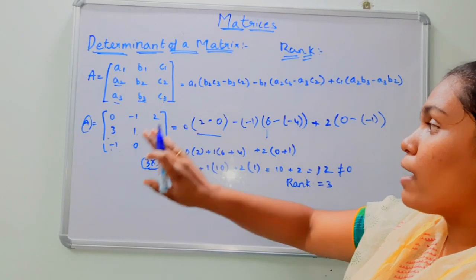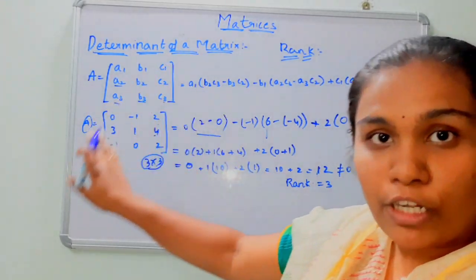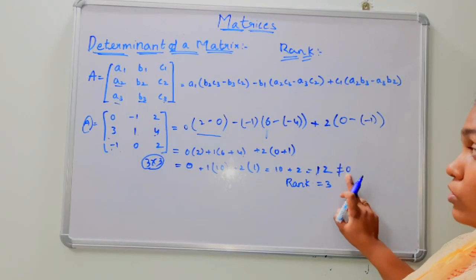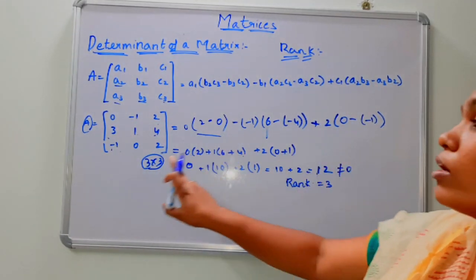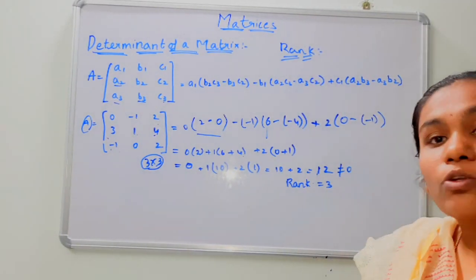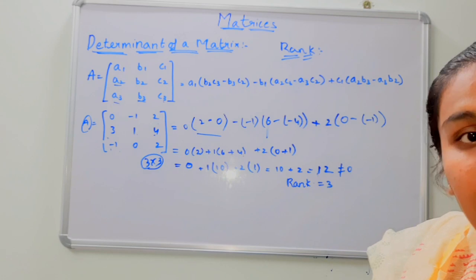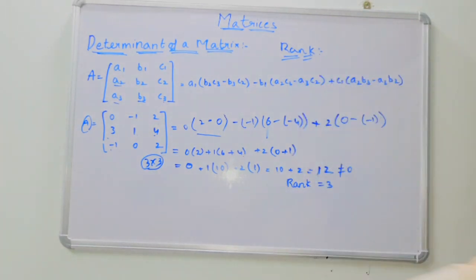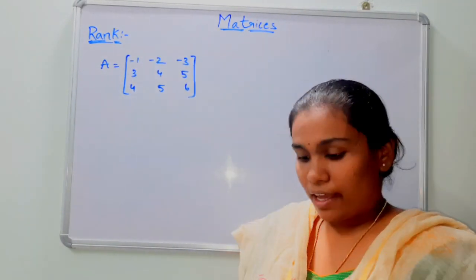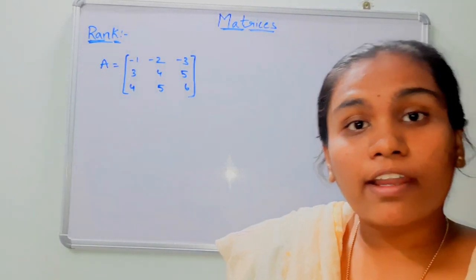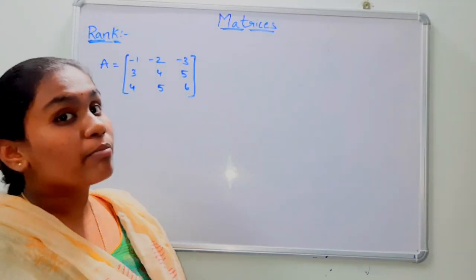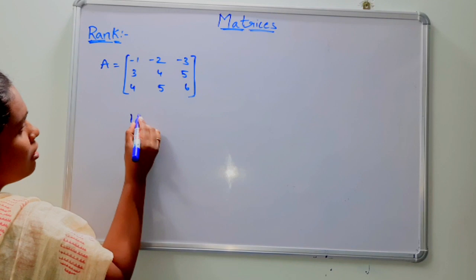If by finding the determinant of a particular matrix we get a determinant not equal to 0, then the rank will be equal to the order of the matrix. If the determinant is equal to 0, let us take an example of that type also. Let us take the matrix A. How to find the rank? First, to find the rank we have to find the determinant of the matrix A. And one more thing, the determinant symbol is represented like this.